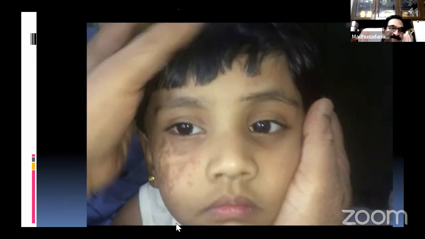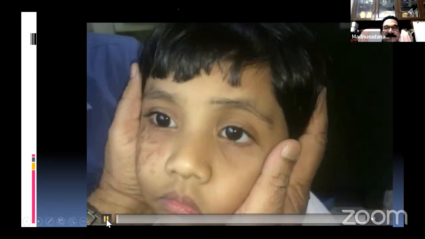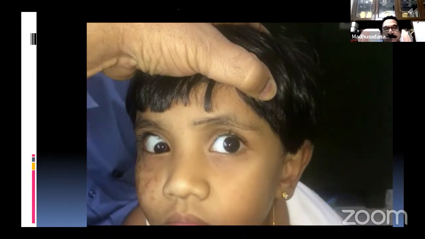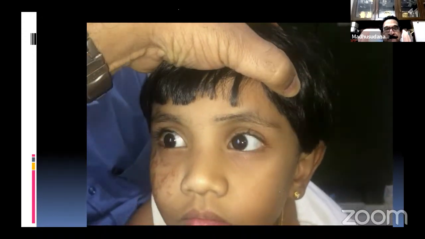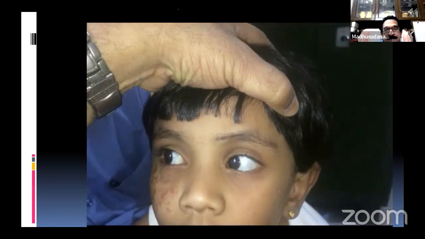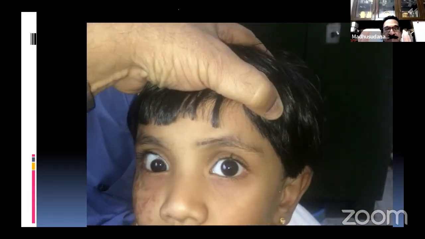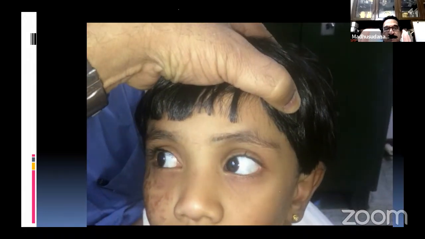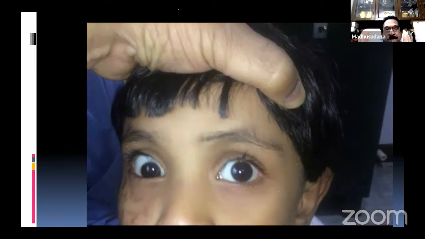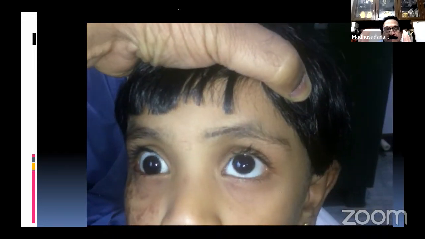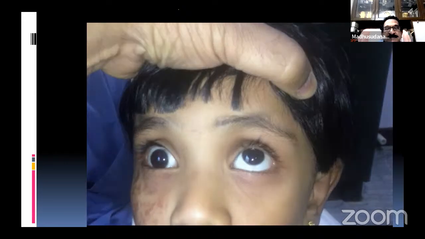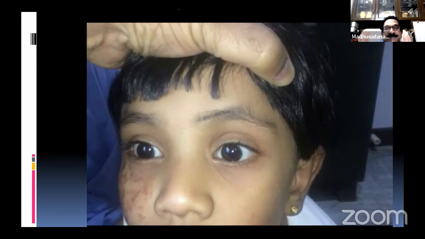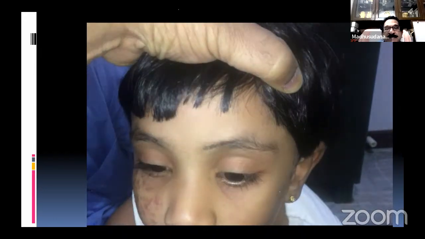Look at this particular girl's video. This is a case of Brown syndrome. What is happening on the left side? The right eye goes down. And on looking up, the right eye is not moving. This is classical Brown syndrome. Looking up, the right eye is not moving up because the inferior oblique is prevented from elevating the eye, as the superior oblique is not relaxing.